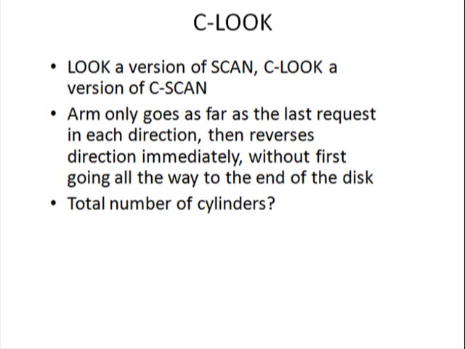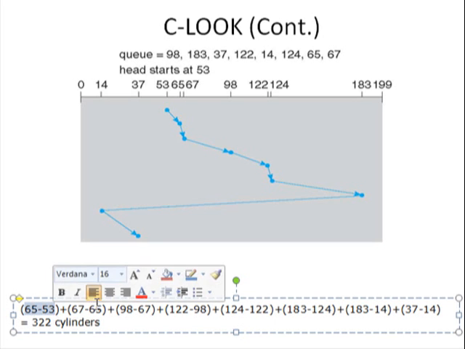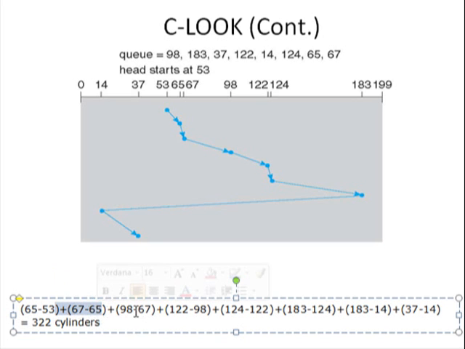Now, similar to SCAN and C-SCAN, we need to calculate the number of head movements in terms of C-LOOK and LOOK. If you consider the C-LOOK algorithm, the queue and the head start remain the same. You can see here the movement is from 53 to 65, so 65 minus 53 will give you the movement. Then 65 to 67, so 67 minus 65. Then 98 minus 67. Then 122 minus 98. Then 124 minus 122. Then 183 minus 124.